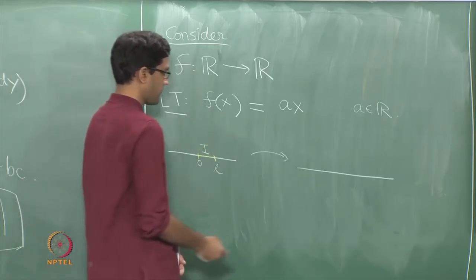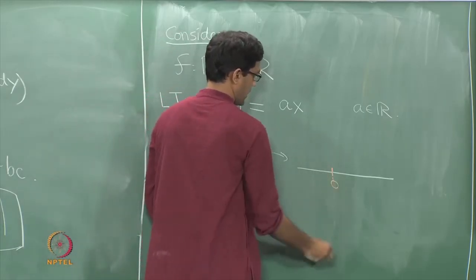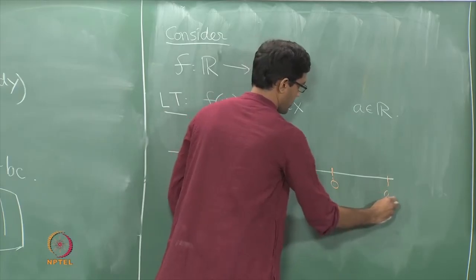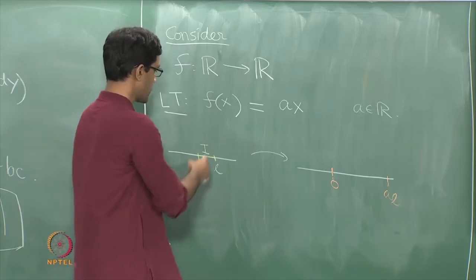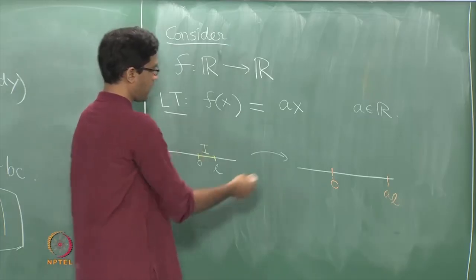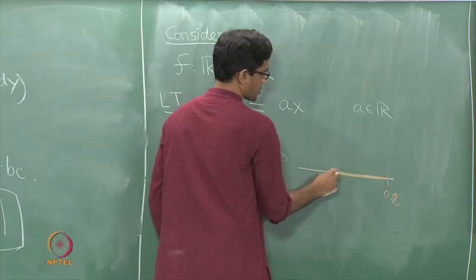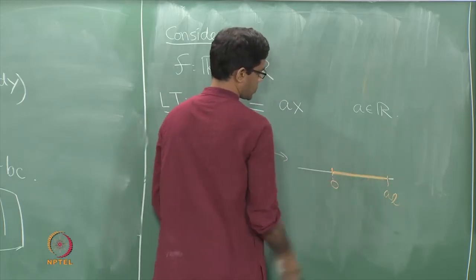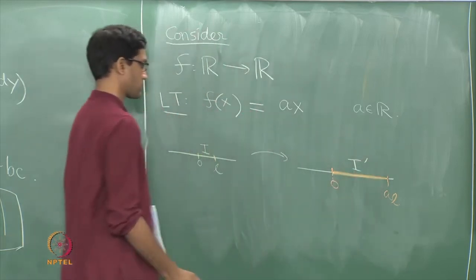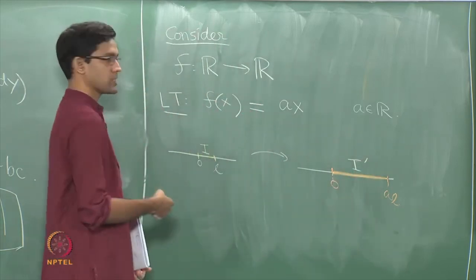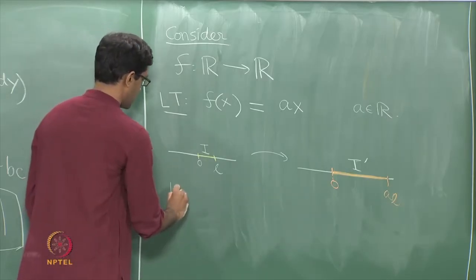I apply my function f. f of 0 is 0, and of course by definition f of L is just the point AL. Okay. So this interval I, when I apply the function f, just becomes potentially a larger interval. So if A is, for instance, 2, it's an interval of size 2L. Okay. So this is my new interval I dash. And so now you can ask, what is the length dilation factor in this case?